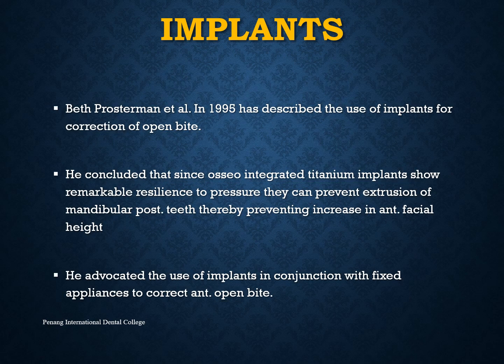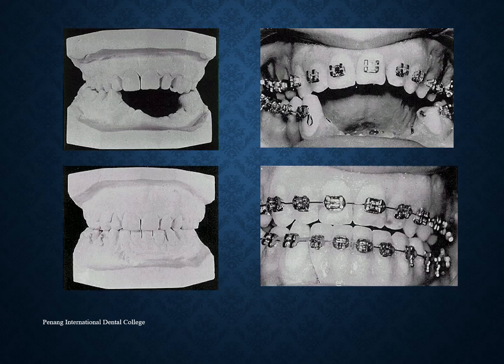Okay, moving on. Implants are very, very common and popular and are used until now in managing a patient with an open bite. Initially Prosterman, in the year 1995, was the first person to come up with the idea where implants could be used in the correction of open bite, right? So mostly implants are given in par with your fixed orthodontic appliance. He concluded that since osseointegrated titanium implants show remarkable resilience to pressure, they can prevent extrusion of your posterior teeth, thereby preventing an increase in your facial height.